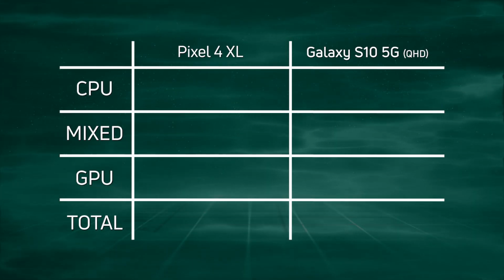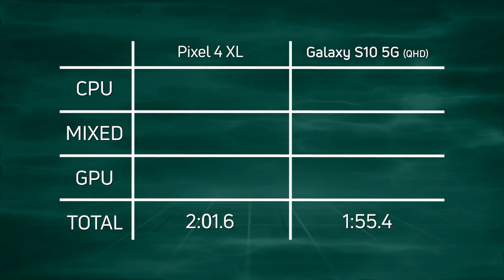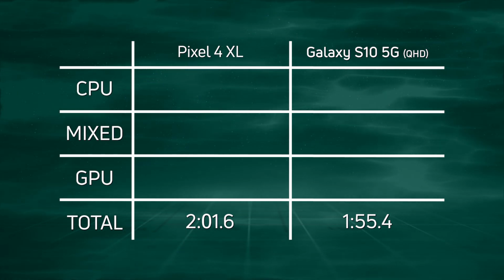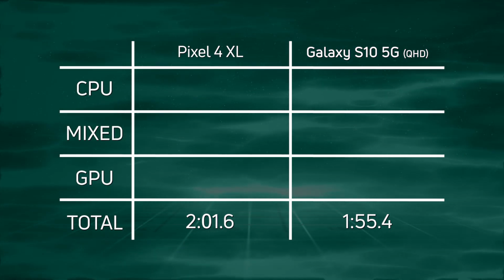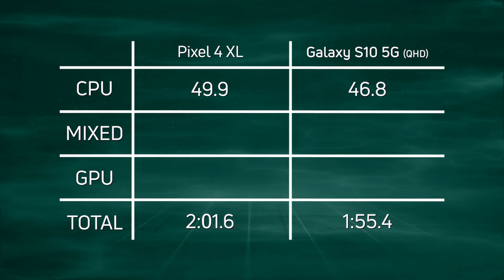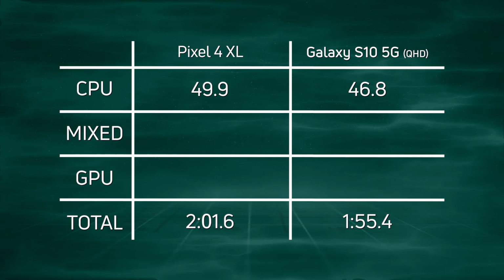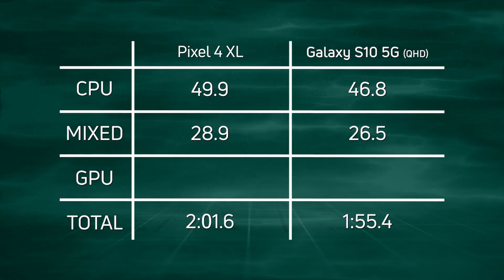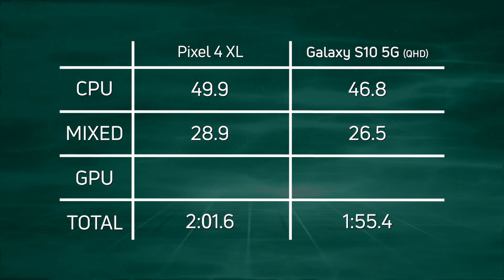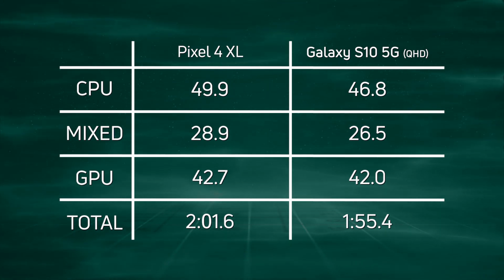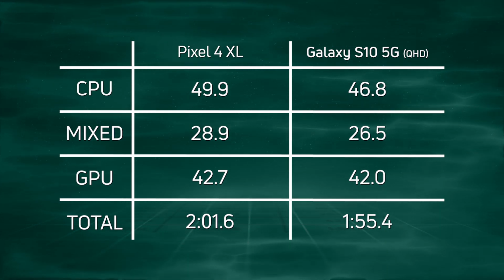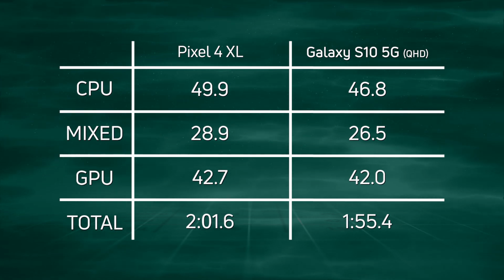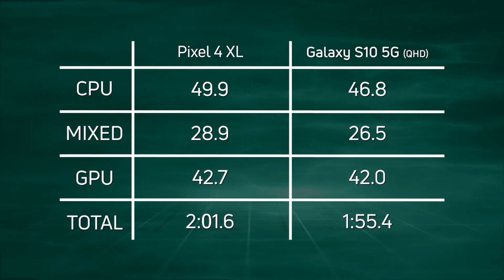Okay, let's break down those scores and see what happened. So remember, both of these were running in Quad HD, and the overall winner was the Galaxy S10 5G with 1 minute 55.4, and then the Pixel 4 XL with 2 minutes 1 second 0.6. Let's see what happens. CPU 49.9 versus 46.8, so a clear win there by the S10 in that category. In the mixed CPU, GPU 28.9 versus 26.5, so again another clear win there by the Galaxy S10 5G. And then when we get to the GPU, 42.7 and 42.0, so 0.7 of a second difference between both the Unity and the Unreal test. But when you add up all those victories for the S10 5G, it was the clear winner, 1 minute 55.4.